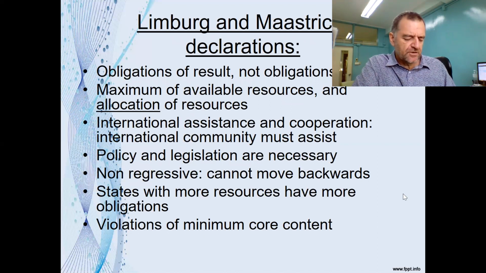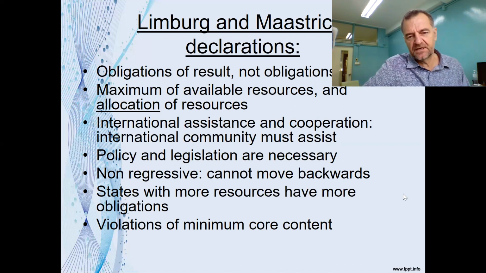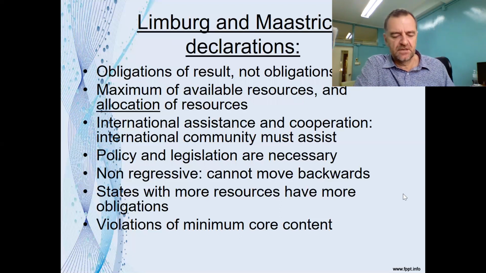Okay, now in terms of understanding progressive realization, this is where the Limburg and Maastricht declarations and instruments come in, because they detail some key elements of understanding this. So this is where a group of experts came together, I think 20 years ago perhaps, to help describe and understand what progressive realization means and how we understand economic, social, and cultural rights. So they made some important distinctions here.